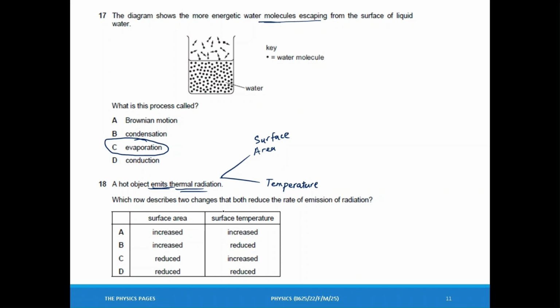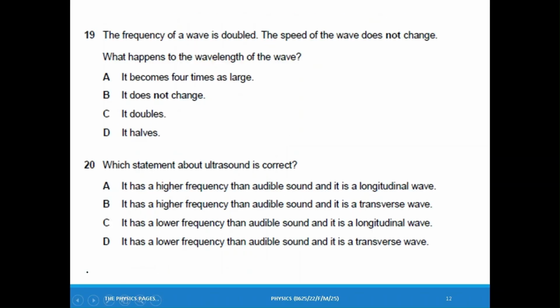So here we need to know which of these will reduce the rate of emission. Reduce means if the surface area is reduced, and if the temperature of the surface is reduced. So the correct option seems to be D.